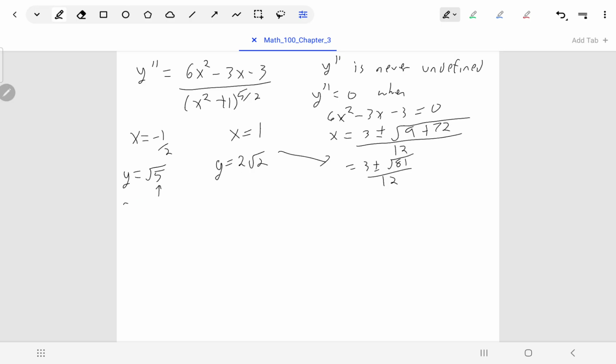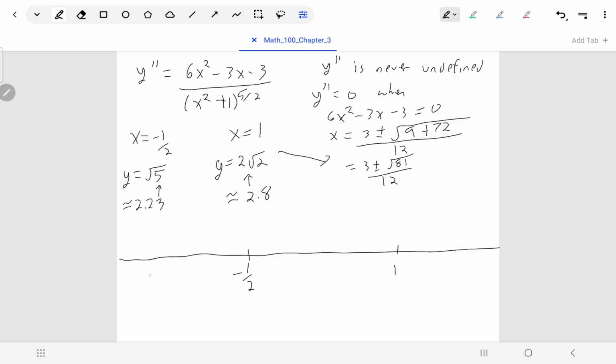What it's around is about 2.23-ish, somewhere around there. And 2 root 2, that's somewhere about 2.8, thereabouts. So I have two places where I might have a change in concavity. So now it's time for me to get my number line going. I only have two places where my concavity could change, negative 1/2 and 1.